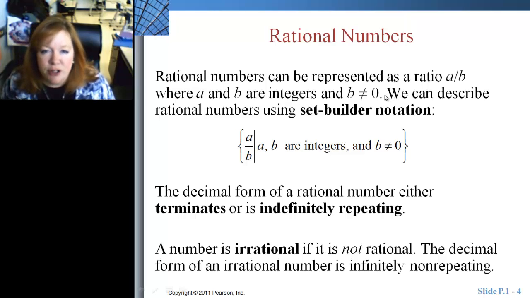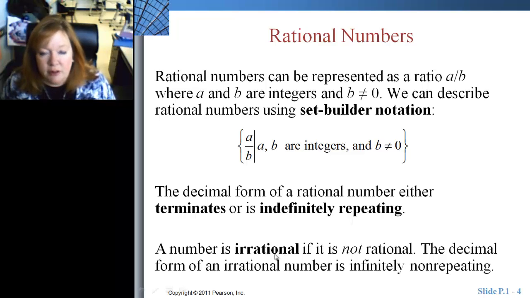They're rational numbers because you can put them over 1, but they're any number that can be expressed as an integer over another integer. So this set notation is a more advanced notation. This is a over b such that, that's what this vertical line means, a and b are both integers, and b can't be 0 because that would make the denominator 0, and that would make it undefined. The decimal form of a rational number either terminates or is repeating forever, indefinitely repeating.